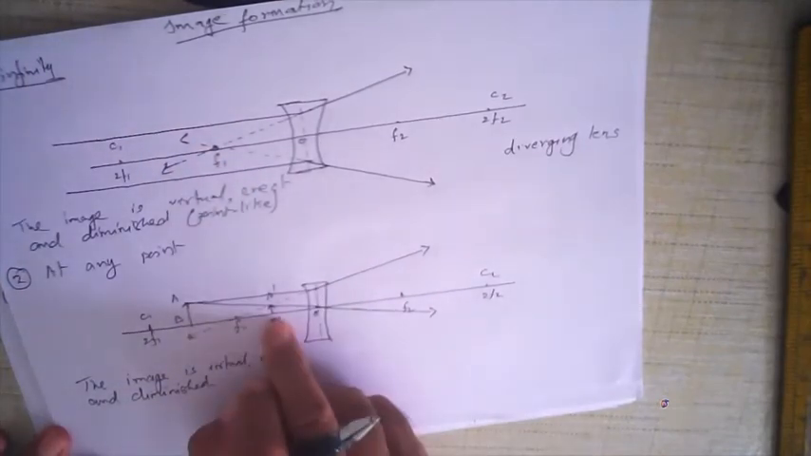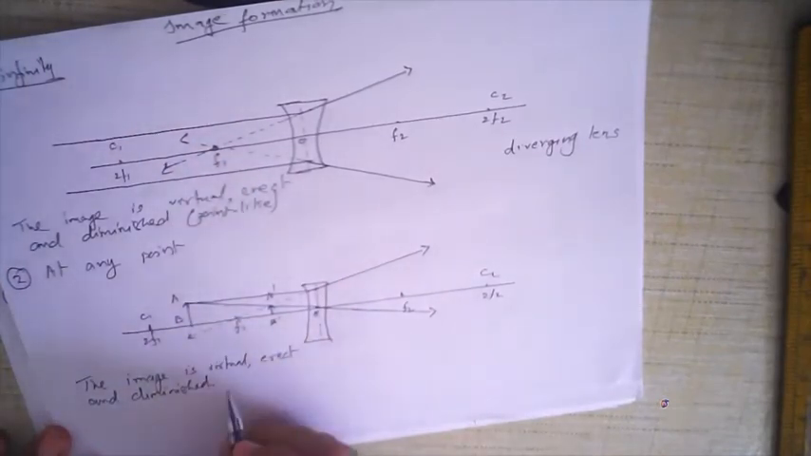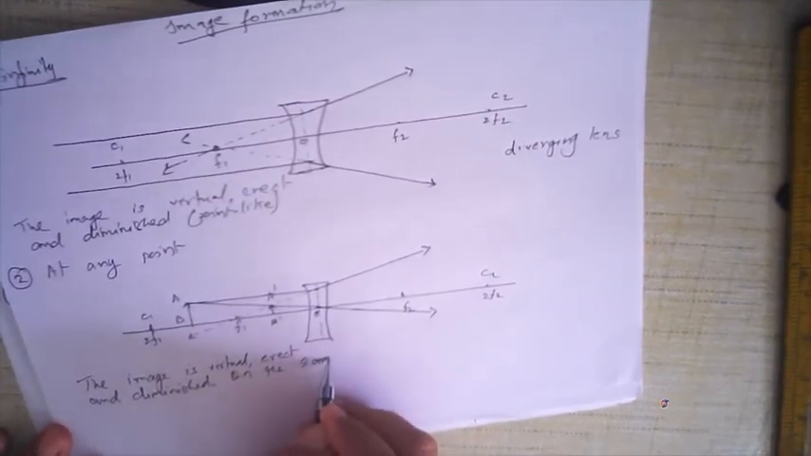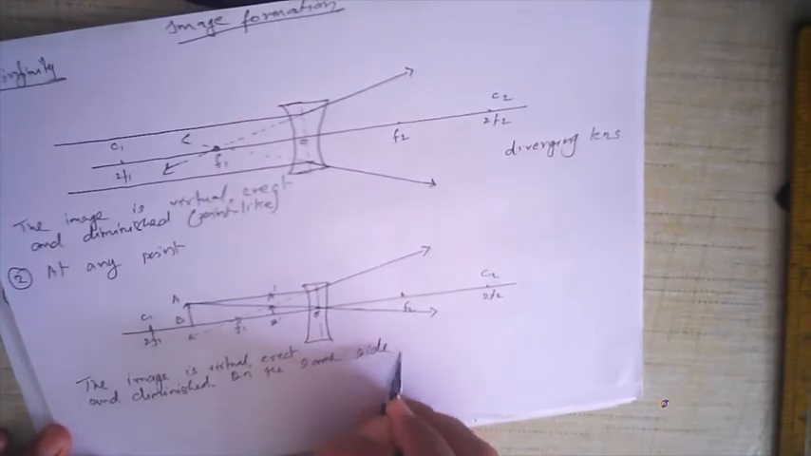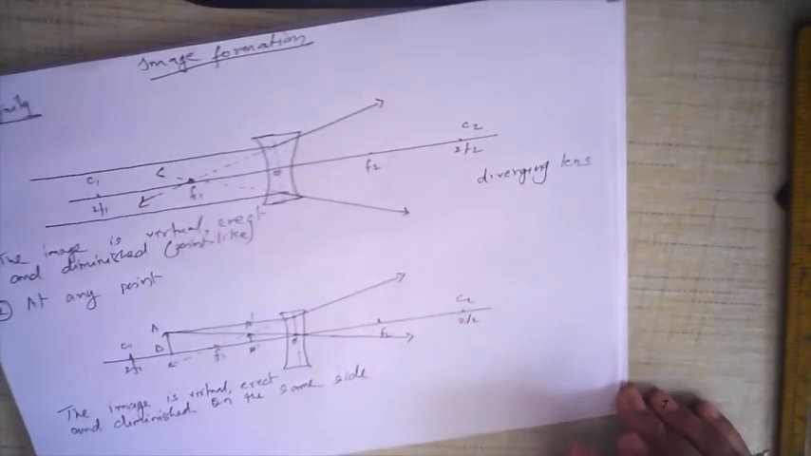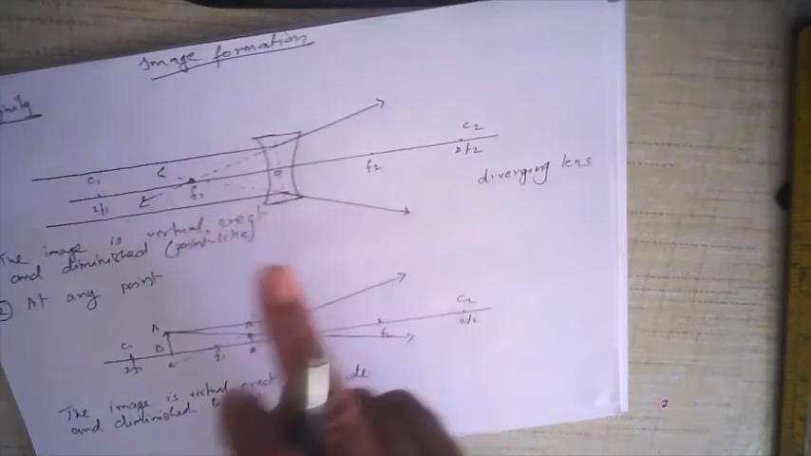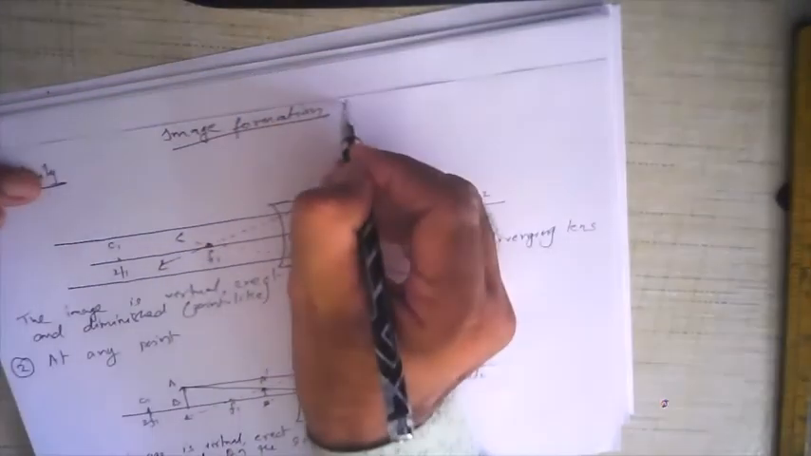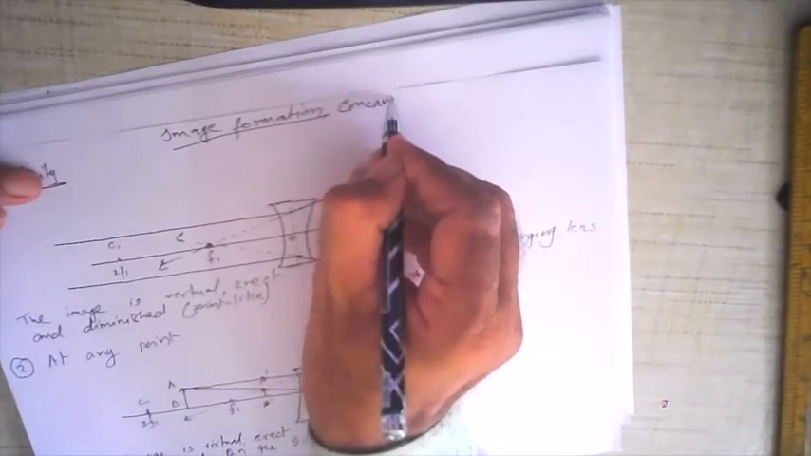Now you can see it is small and on the same side. Not on the opposite side, on the same side. So once again, a little correction was there, and that's why I did it again. Image formation by a concave mirror, sorry, a concave lens.